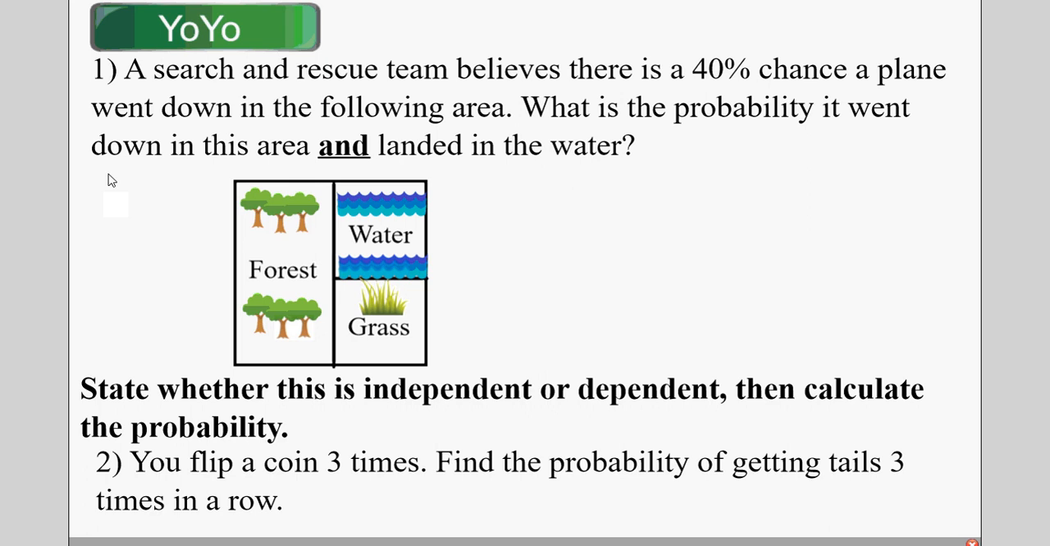The second one is, state whether this is independent or dependent, then calculate the probability. You flip a coin 3 times, the likelihood of getting tails 3 times in a row. Pause the video now, unpause it once you've had a chance to try.